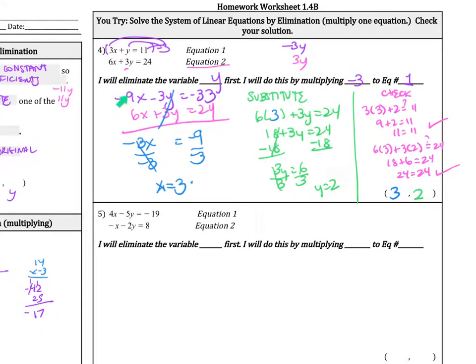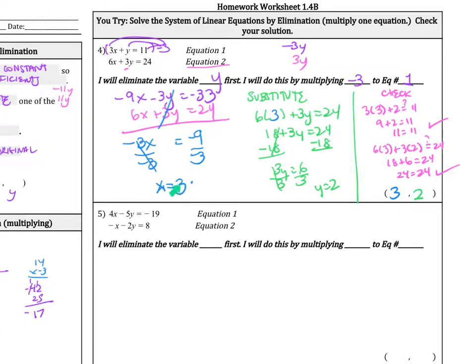If you tried out this example, what I did is I multiplied the top by negative 3. I already had a 3y, so I wanted to make it a negative 3y. So multiply by negative 3, distribute to each term. Notice I get negative 9x minus 3y equals negative 33. Then I rewrite equation 2 below it. Then the 3y's cancel, and so I get negative 3x equals negative 9. Then I divide both sides by negative 3, so x equals a positive 3.